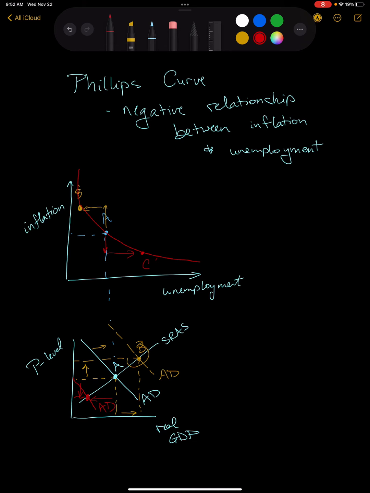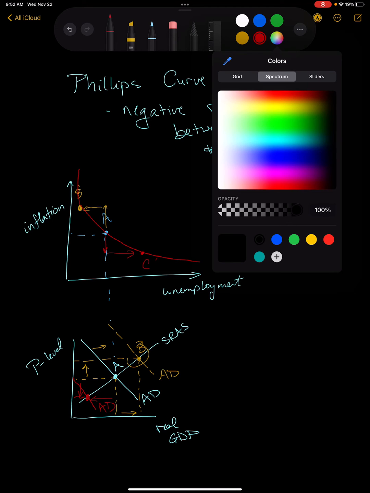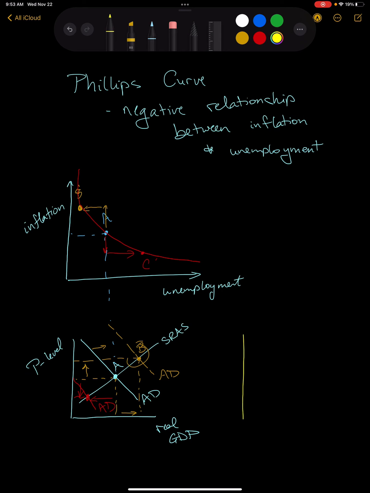What happens if aggregate supply shifts? Let's just pick a fun color here. Start a new graph. Just to keep it clean, this is price level again and real GDP, and I'll draw an initial equilibrium. So here was aggregate demand, short-run aggregate supply. Suppose it's short-run aggregate supply that increases.